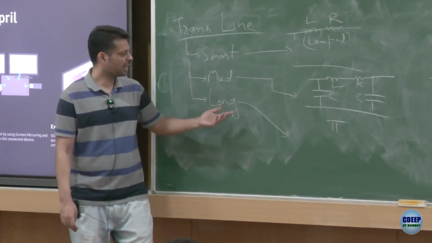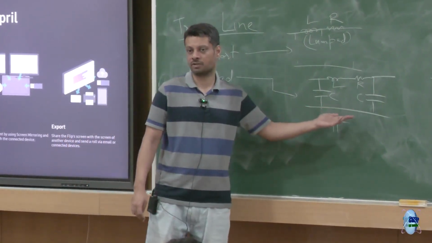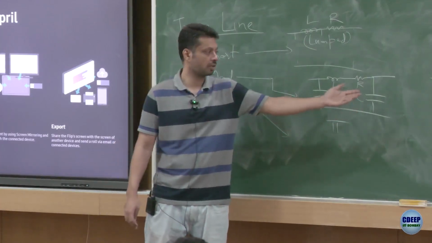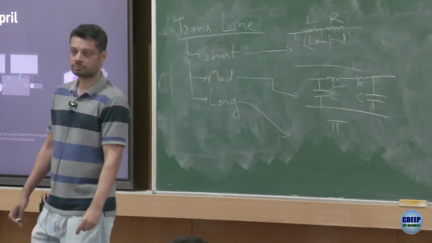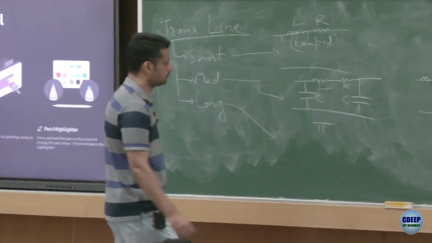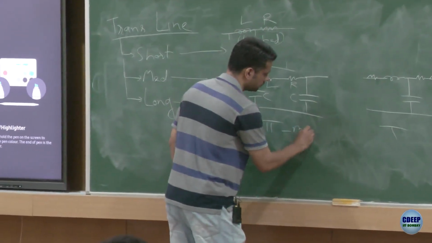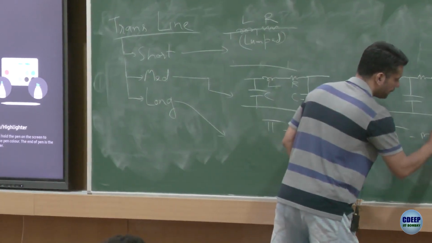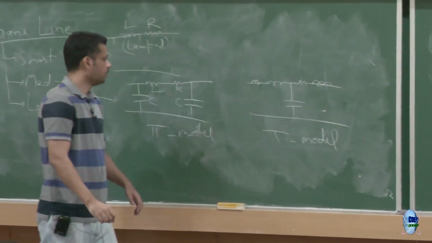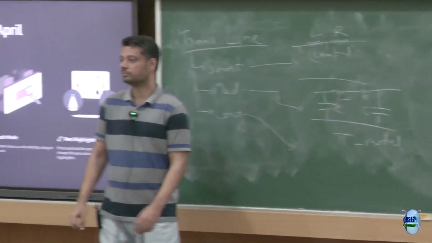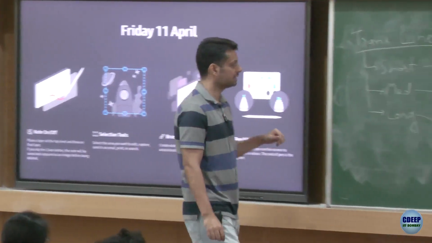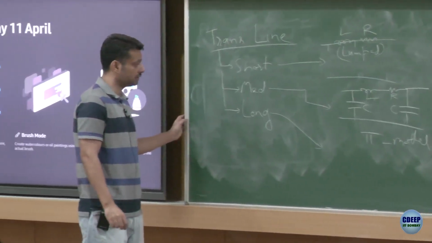You can imagine long line is like lot of combinations of these pi models, so to speak, right? Lot of series combinations of these pi model or T model. Any question? This is just a knowledge, there is nothing much to understand here, but you should know about this.